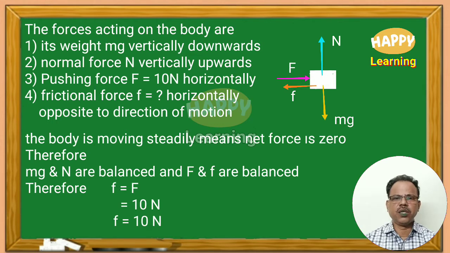The body is moving steadily, which means net force is 0. Therefore, mg and N are balanced, and F and f, capital F and small f, pushing force and frictional force, are balanced. Therefore, small f is equal to capital F, frictional force is equal to pushing force, which is given as 10 Newton. Therefore, frictional force is equal to 10 Newton.